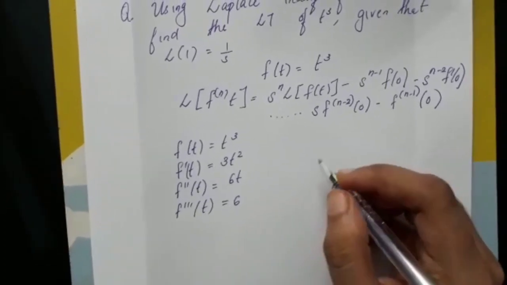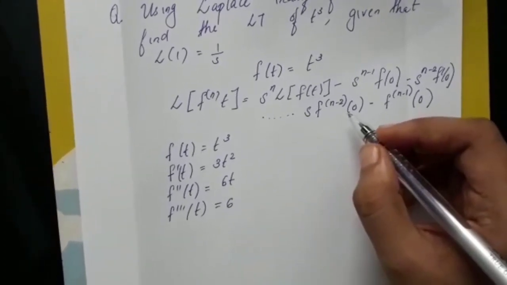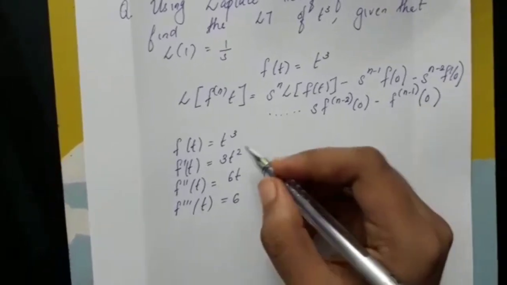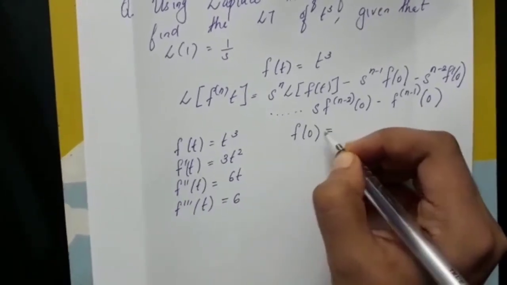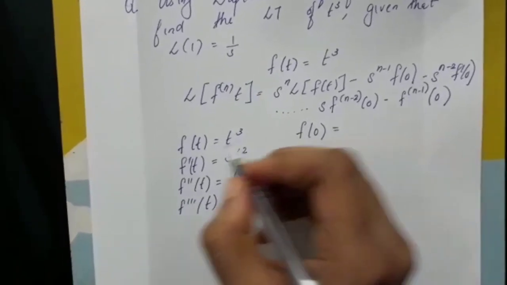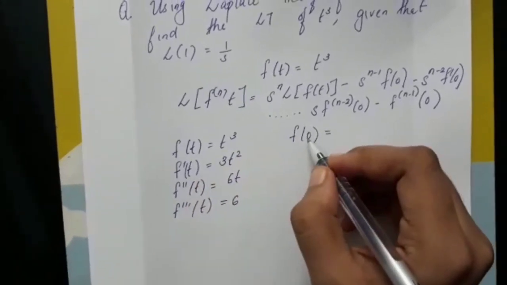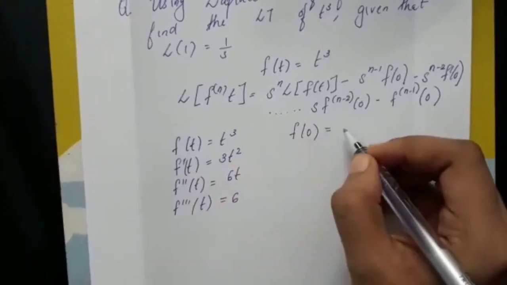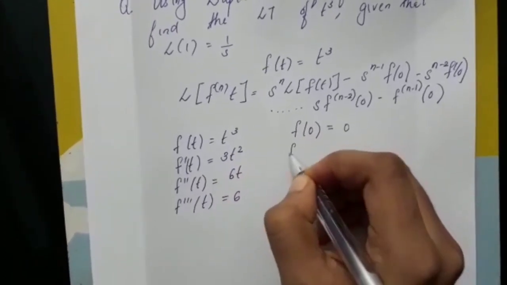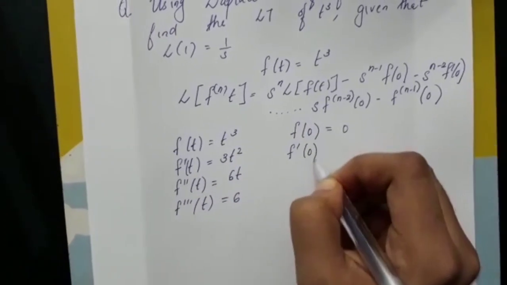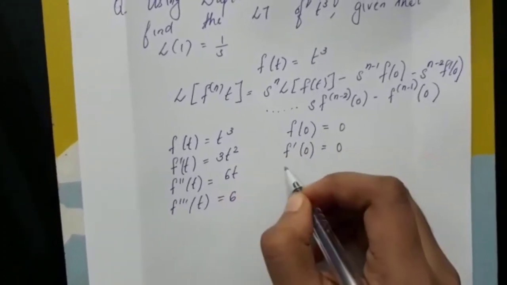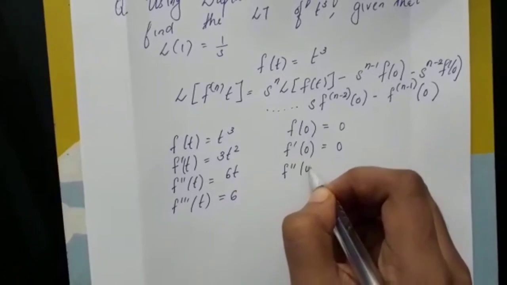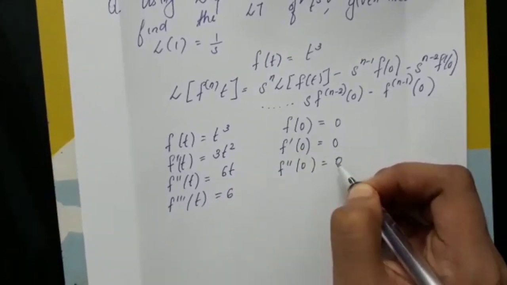So if you notice, we actually need the values of f of 0 in each case. So I am writing f of 0 is equal to, that is we are putting the value of t as 0. So 0 cube, that is 0. Similarly, f dash of 0 is equal to 3 into 0 square, that is 0. Likewise, f double dash of 0 is also 0.